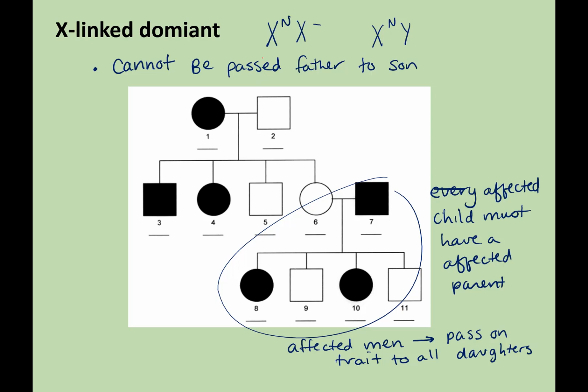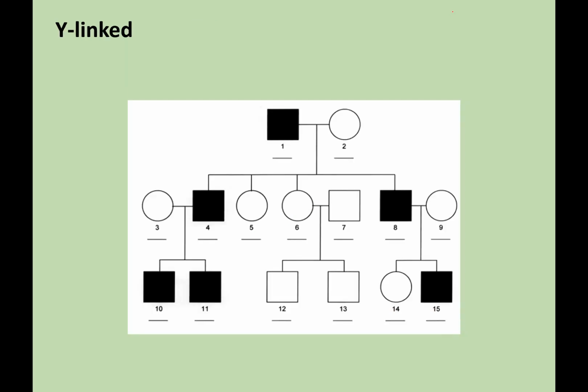Okay. So daughters get an X from their mom and an X from their dad. If the dad has a dominant allele, then all his daughters will also be affected. And then finally we have Y-linked, where finally you can pass it on from dad to son, right? And that's the only way, because moms don't have a Y chromosome, girls don't have a Y chromosome. So Y-linked is pretty obvious.